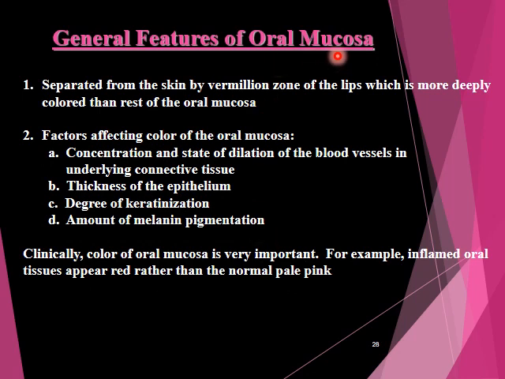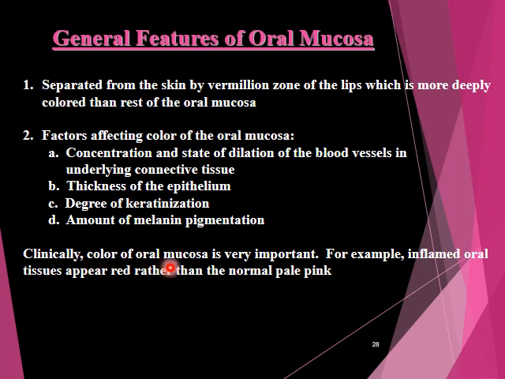General features of oral mucosa: first, it is separated from the skin by the vermilion zone of the upper and lower lip, which is more deeply colored than the rest of the oral mucosa. So the vermilion zone is a darker color than the adjacent oral mucosa. Second, factors affecting the color of the oral mucosa are the concentration and state of dilatation of blood vessels in the underlying lamina propria, thickness of the epithelium, degree of keratinization, and amount of melanin pigmentation. All these affect the color of the oral mucosa.